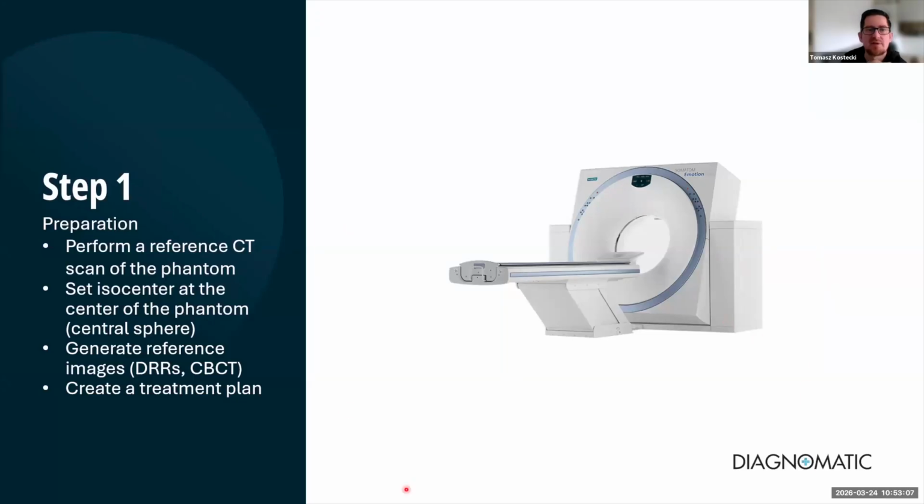Okay, how do you perform a test like that? First, at the beginning, you do the preparation, so you scan the cube on the CT. You can create a treatment plan. You also need to create some DRRs, which are digitally reconstructed radiographs. This is an image that simulates a two-dimensional radiograph, X-ray image.